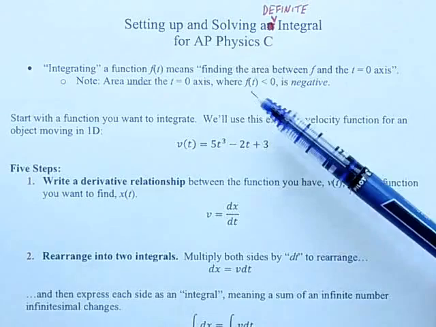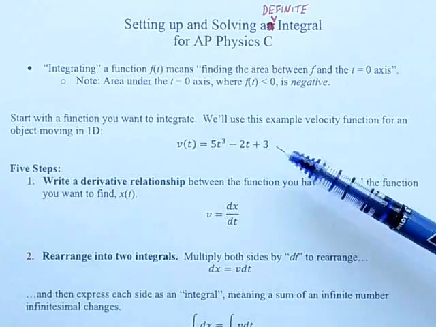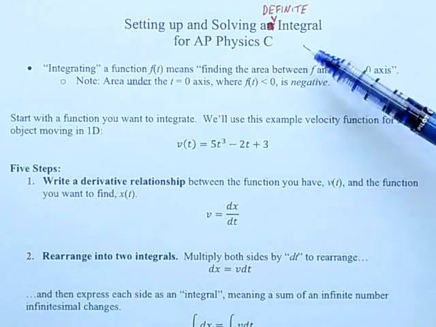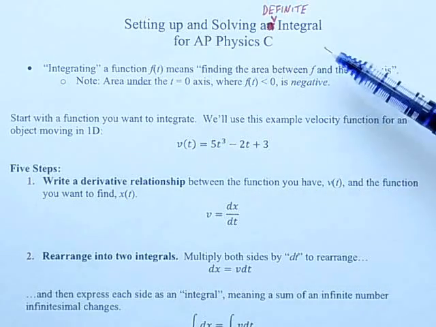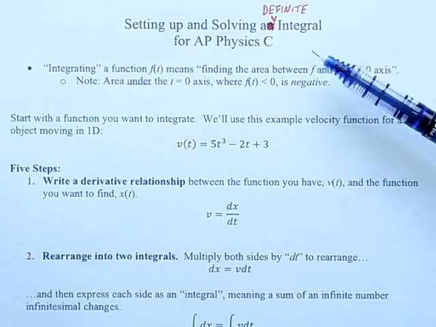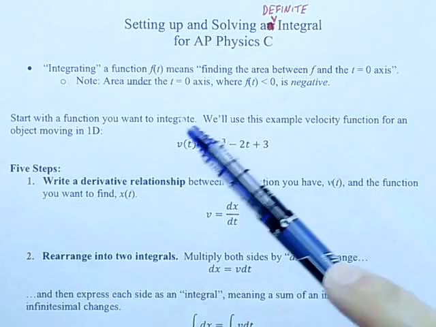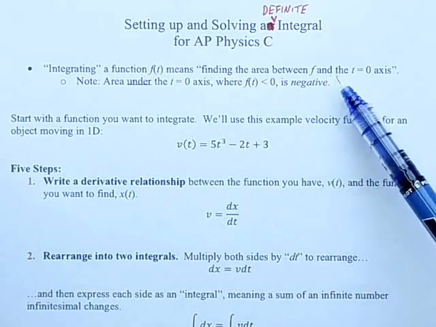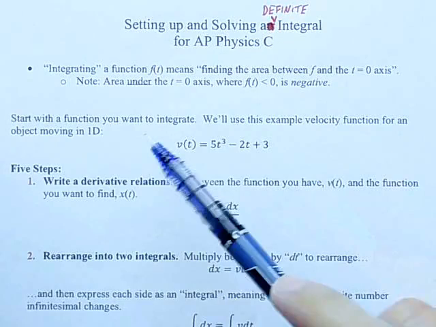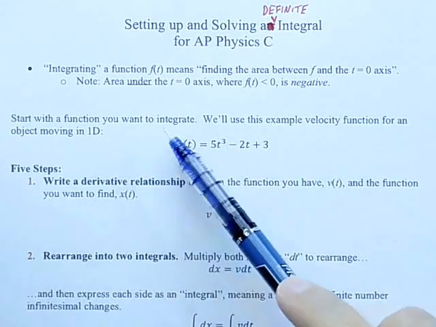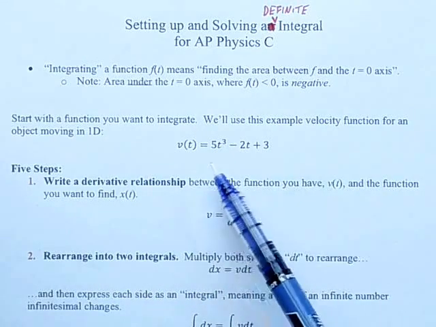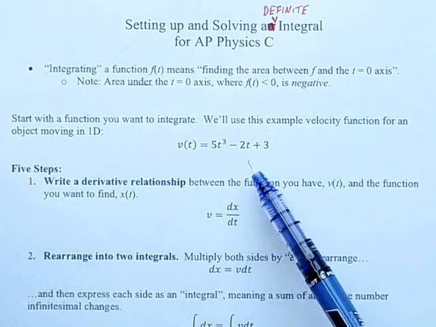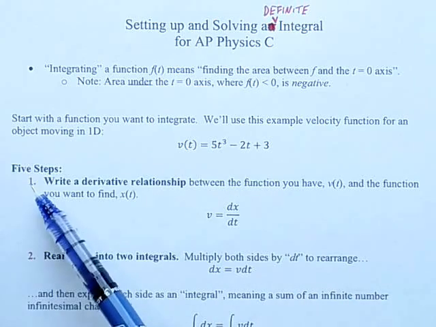I'll be walking through this guided note sheet on integration steps, so have this document handy and you can take notes directly on it. Okay, let's integrate a polynomial. Integrating a function means finding the area between the function and the zero axis. We'll start with the function to integrate, so we'll use this example velocity function for an object moving in 1D. We have 5 steps to work through.